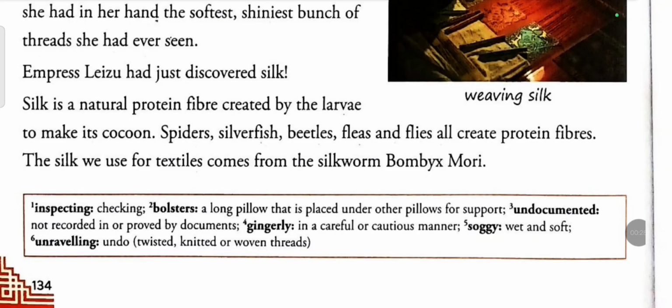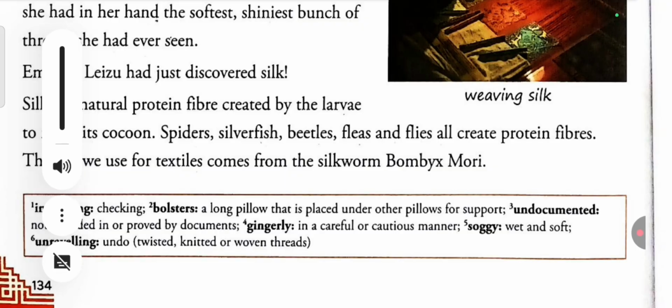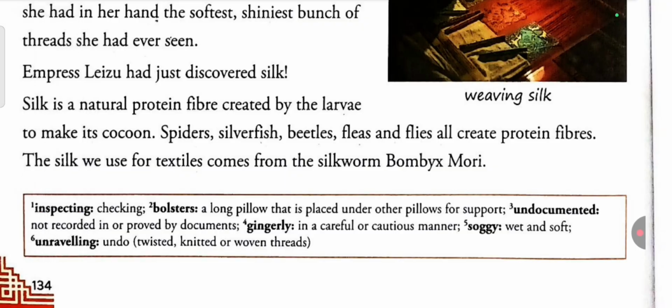Spiders, silverfish, beetles, flies all create protein fibers. All these insects create protein fibers. The silk we use for textiles comes from the silkworm Bombyx mori. So there is a special type of silkworm called Bombyx mori, and this silkworm gives us the silk textile which we are using these days.